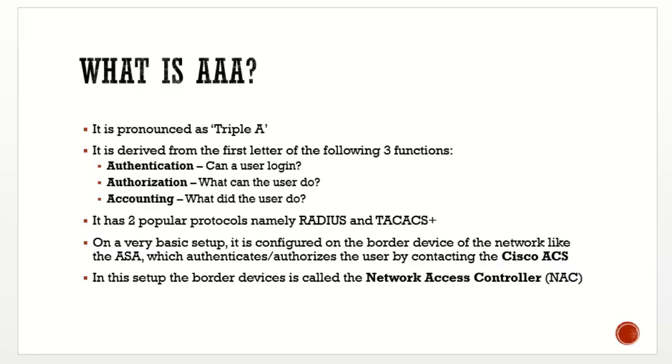What is AAA? It is pronounced as triple A. And for our American audience, it is not Automobile Association of America or American Automobile Association. It is derived from the first letter of the following three functions, that is authentication, authorization, and accounting.